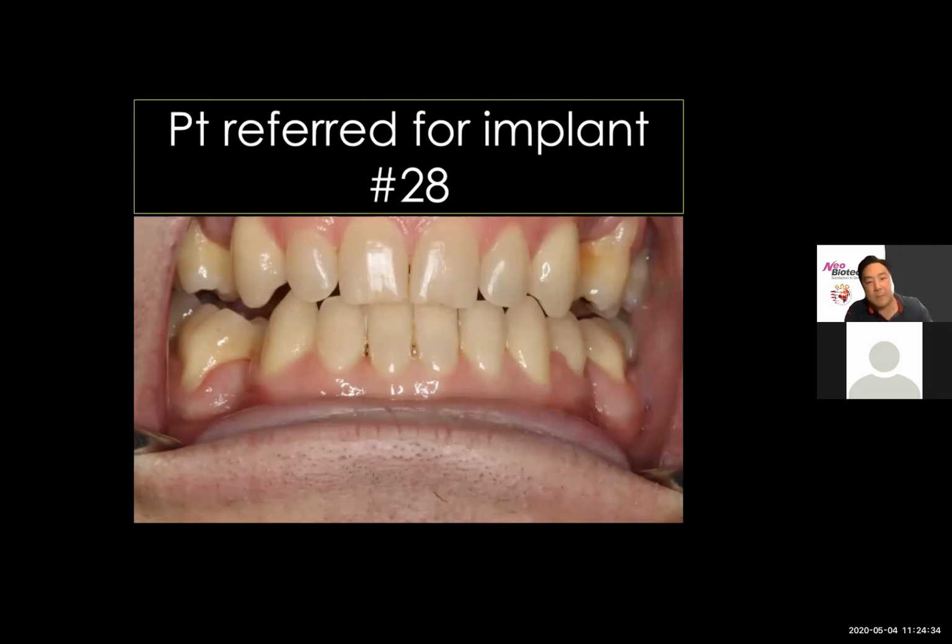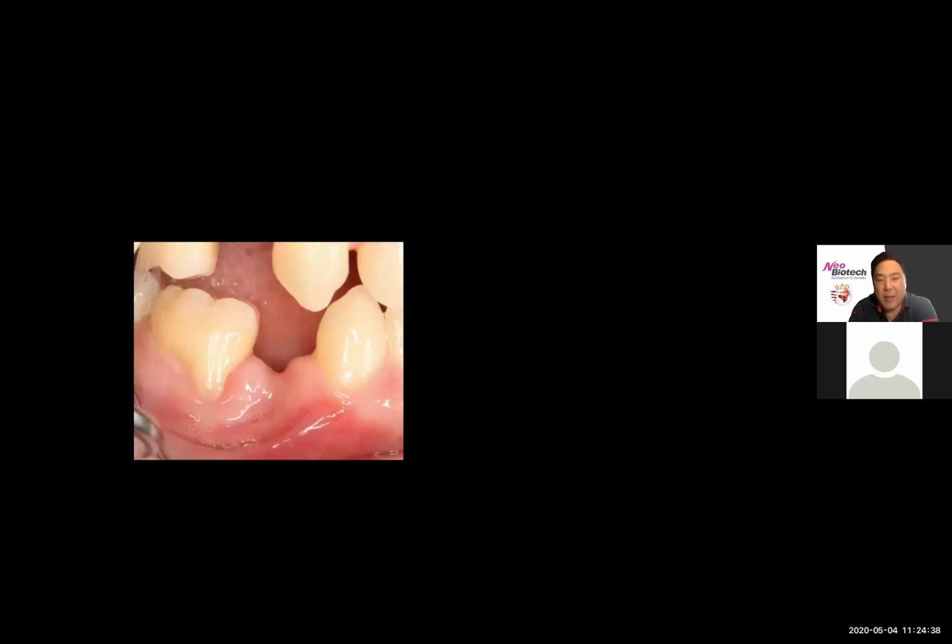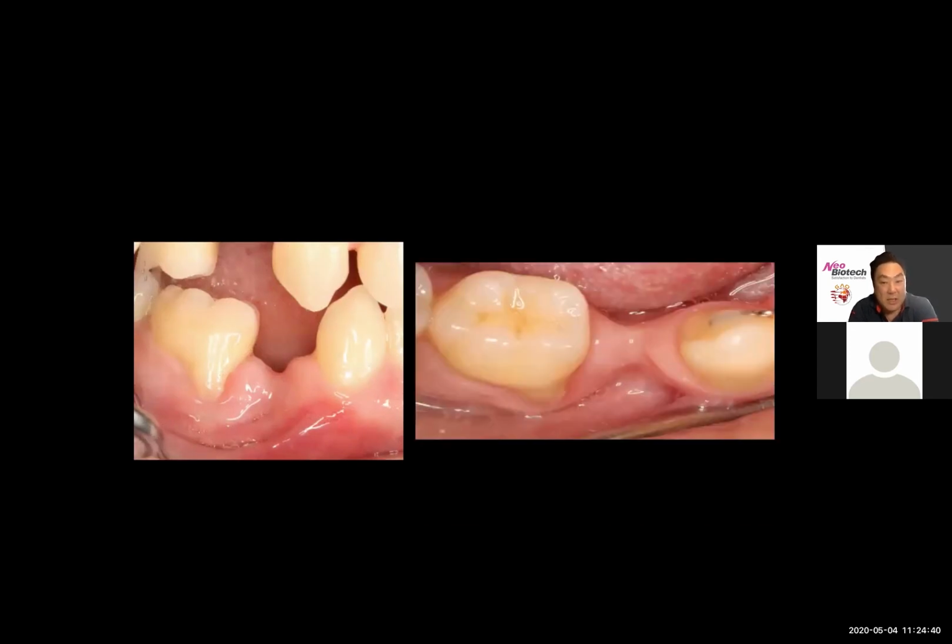So here's a case, implant site number 28. And this was the case I showed you earlier before we began the presentation. Now looking at this, there's a combination defect going on, not just hard tissue, but hard and soft tissue, right? So when you look at this type of case, how are you going to plan this case? How are we going to approach this type of defect?